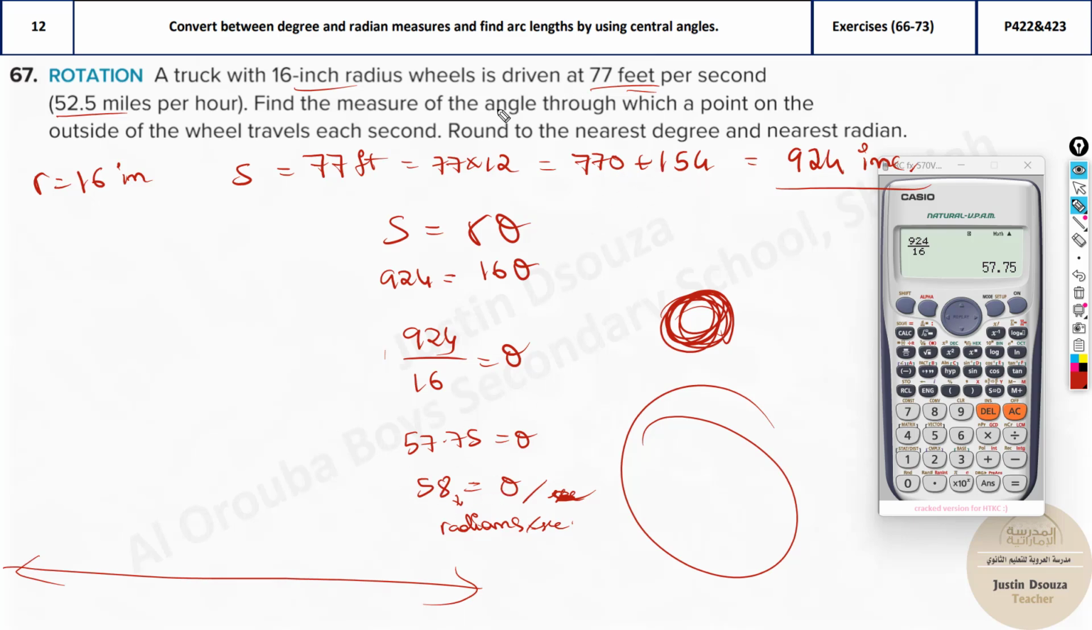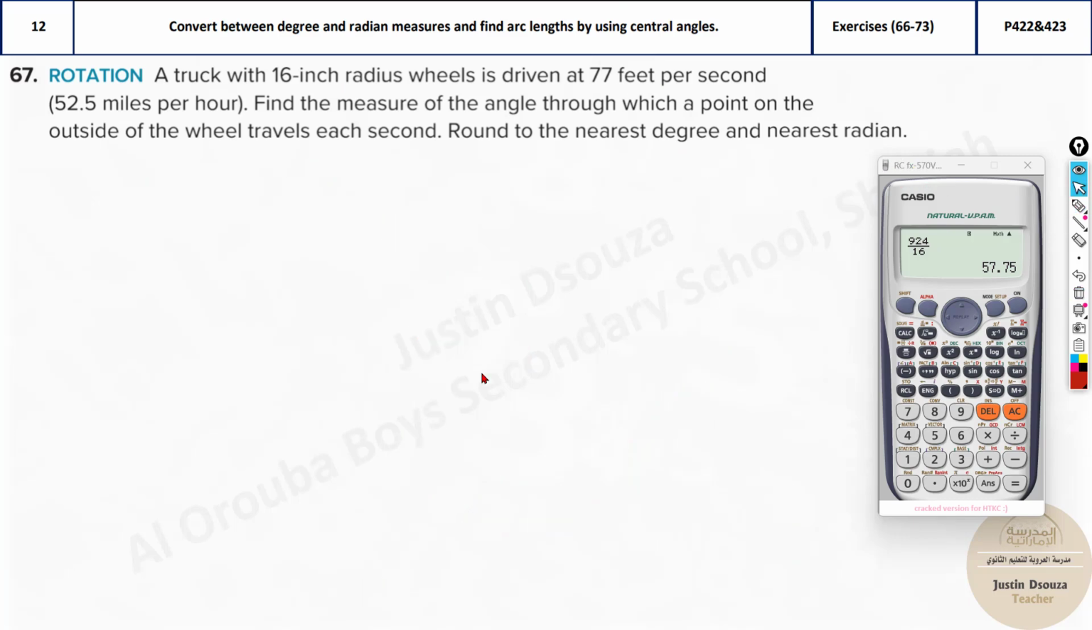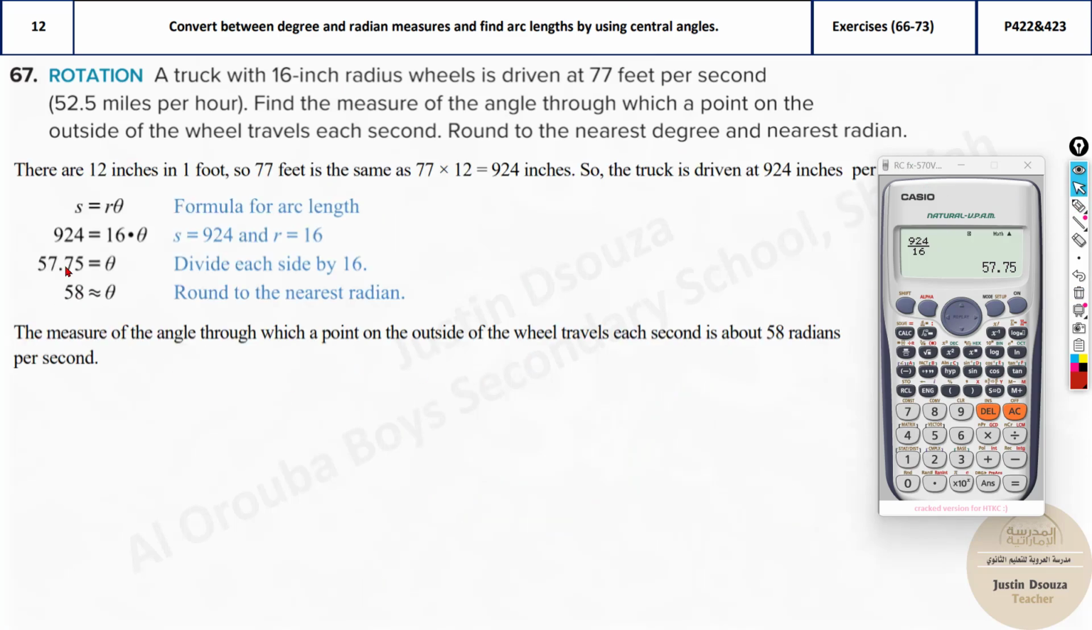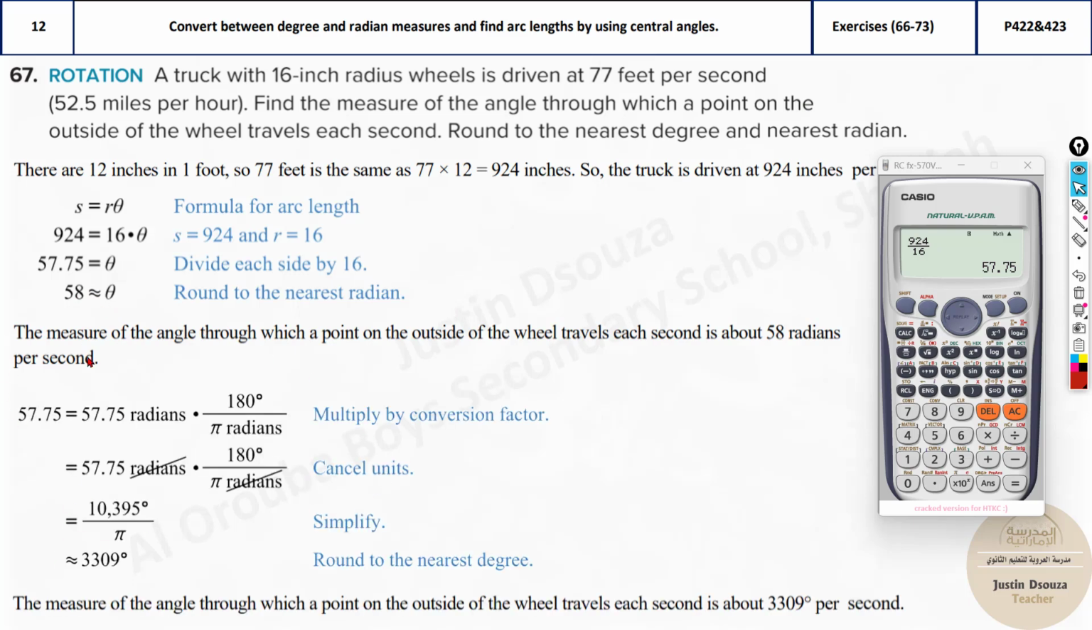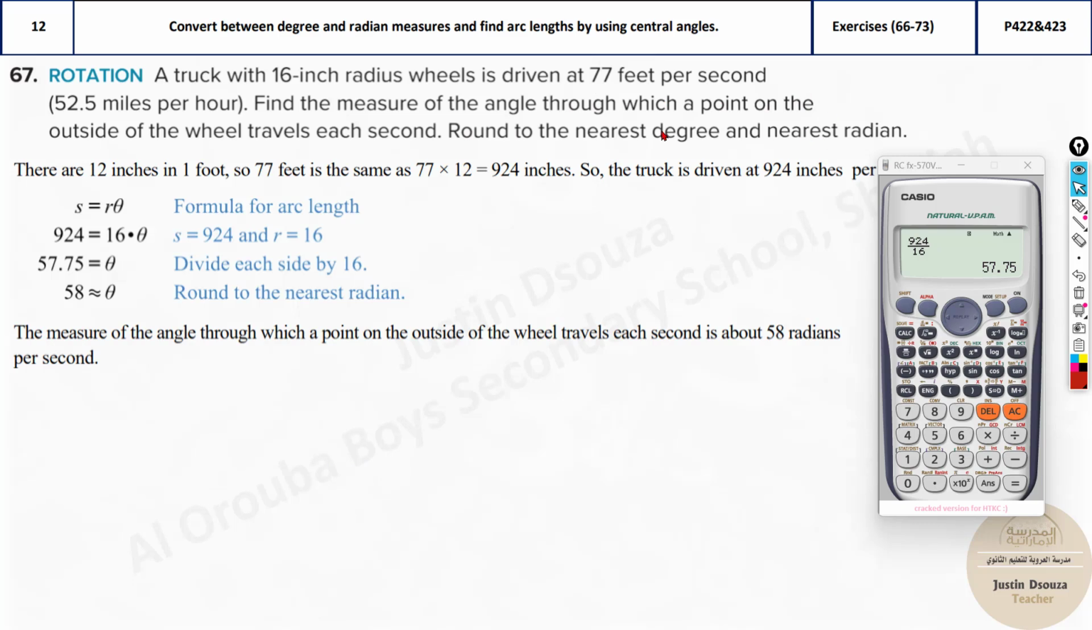Now what they want is over here, find the measure of angle through which the point outside the wheel moves each second. So this is the angle, whatever angle, each second, because we are taking the unit 77 feet per second. Basically this is inches per second. You just look at the answers. You can see over here, only rounding off the theta, we get 58 degrees. Now that's it. Okay, they have converted to degree, which is not asked over here. Oh, sorry, this is the nearest degree and nearest radian. My bad, I just saw only the radian part.